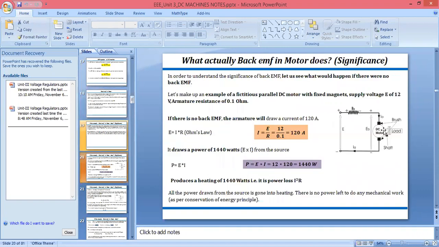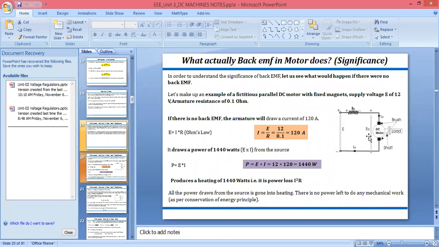Here we can give a power supply of 12 volt to that DC motor by using a resistance. We are using that resistance to oppose the excess current. So we give a supply voltage of 12 volt and an armature resistance of 0.1 ohm. According to Ohm's law, we have the voltage value and the resistance value, so we can calculate the current which is flowing through this DC motor.